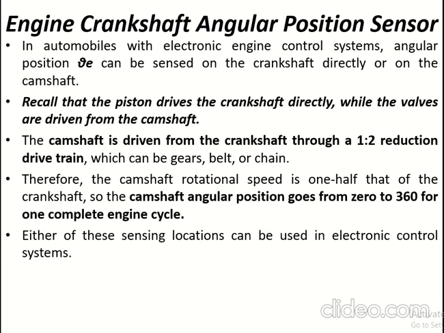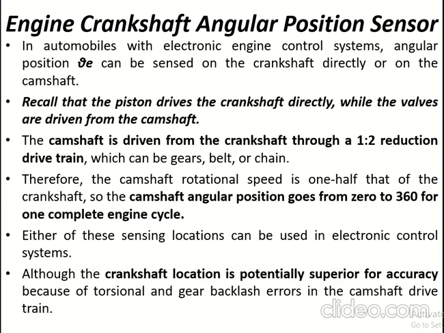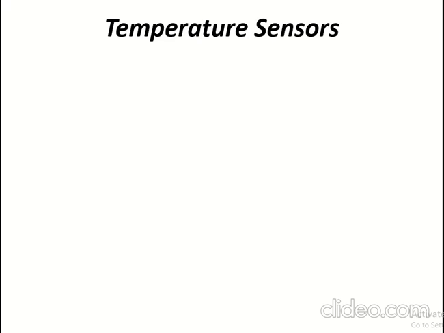Either of these sensing locations can be used in the electronic control system. So we can take the necessary measurement of either the crankshaft or the camshaft. But the crankshaft location is potentially superior for accuracy, because in the case of the camshaft drive there are many associated errors, such as torsional error or gear backlash error.